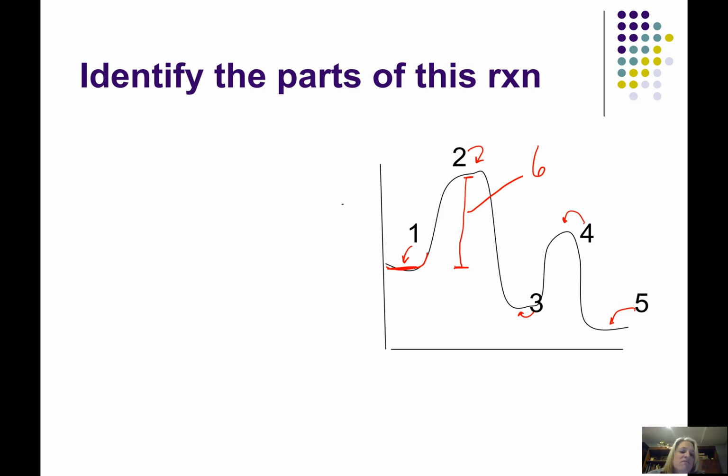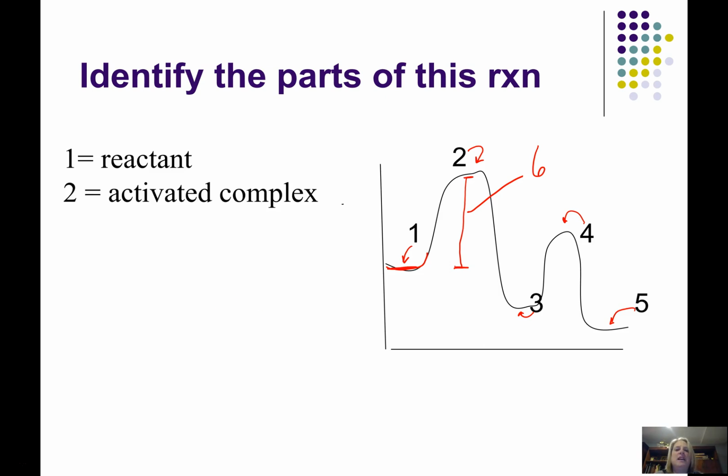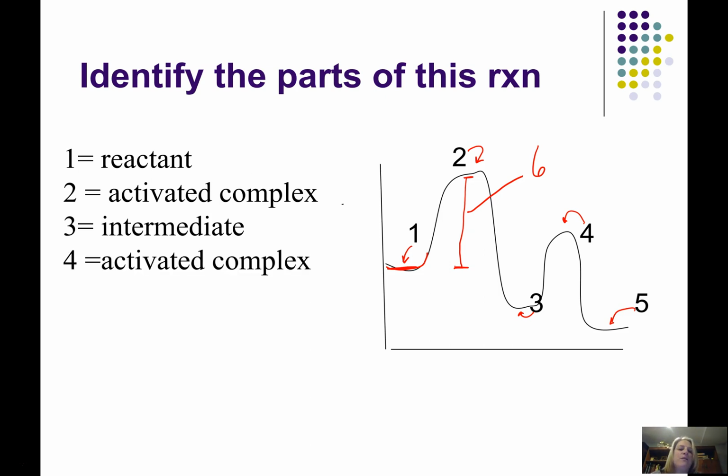Or not. All right, if you said number 1 was the reactants, you're right. Number 2 is the activated complex. Number 3, right down in the valley, that's our intermediate. Number 4 is another activated complex. Number 5 is the products. Number 6 is the activation energy.